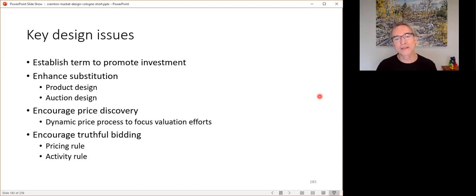We've also learned the importance of encouraging price discovery. So we needed a dynamic process in which the bidders can learn about both price and possible outcomes in order to better inform their valuation efforts. And that's going to actually improve efficiency. And then we attempt to do all this with a pricing rule and activity rule that encourage more truthful bidding.